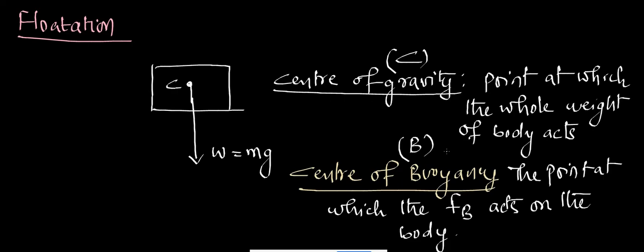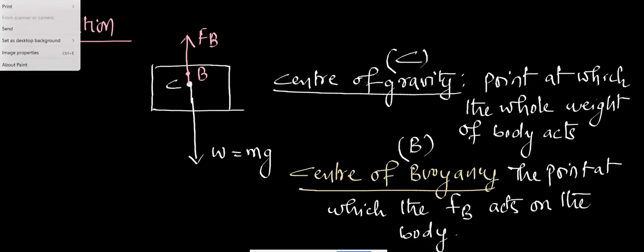The point at which the whole weight of the body is acting. Similarly, the point at which the buoyant force is acting is called center of buoyancy. So if I take an upward force, which is buoyant force, it will be acting at some center point, let it be B, center of buoyancy. Is this clear? Now we will take three cases.